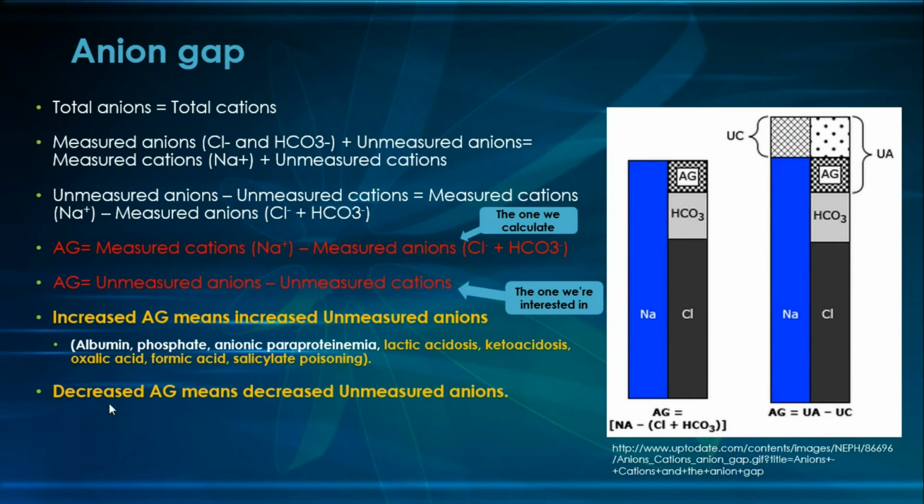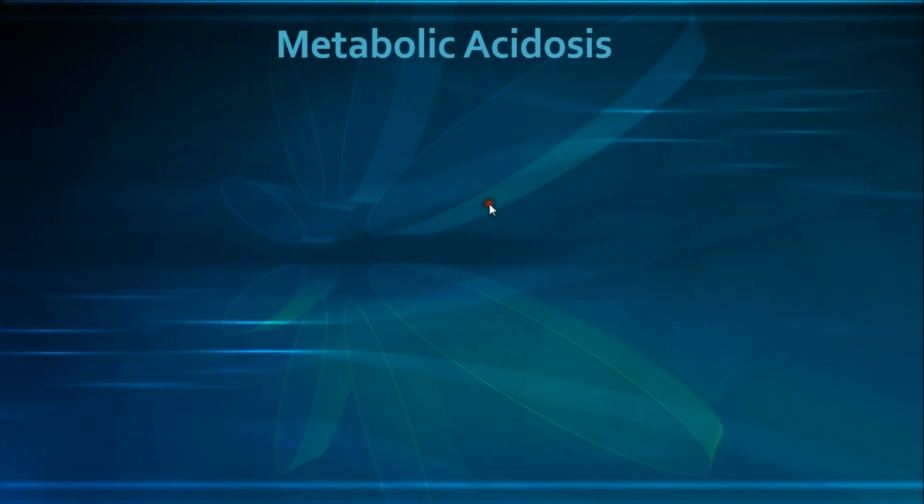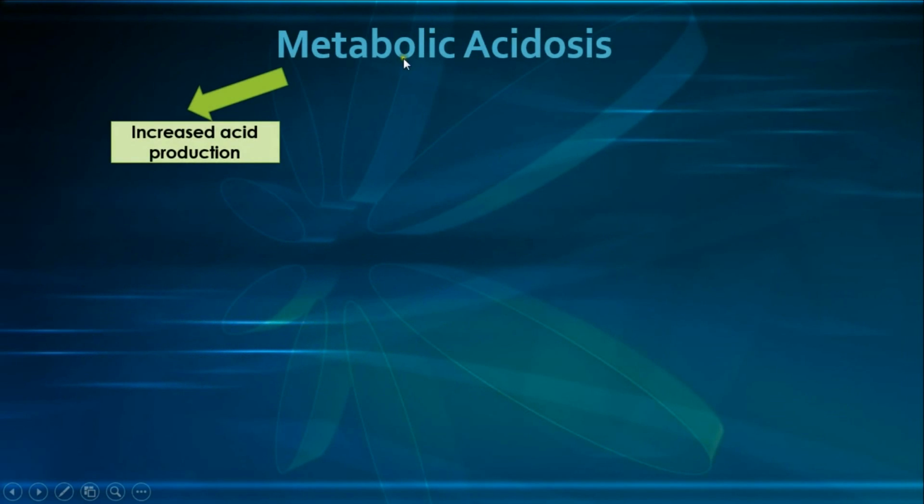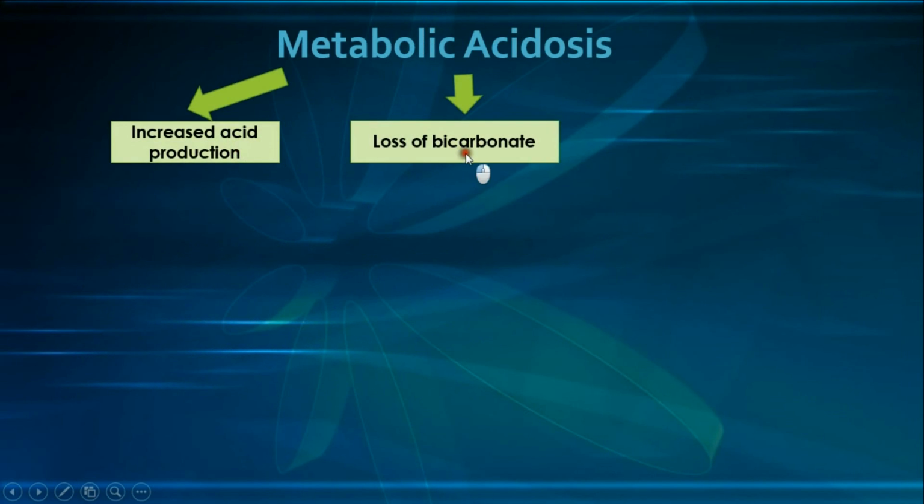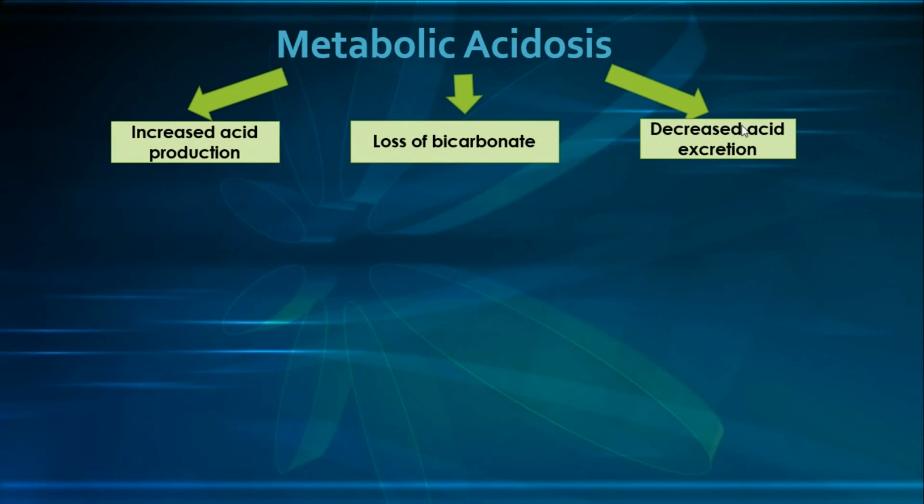Fantastic. Now let's move to the etiology of metabolic acidosis. And again, the etiology could be due to any of the following three mechanisms. The first is increased acid production, the second is loss of bicarbonate, and the third is decreased acid excretion. And you will notice that we will be discussing the different mechanisms of both high anion gap metabolic acidosis and normal anion gap metabolic acidosis whenever any of them fits under certain pathophysiology.